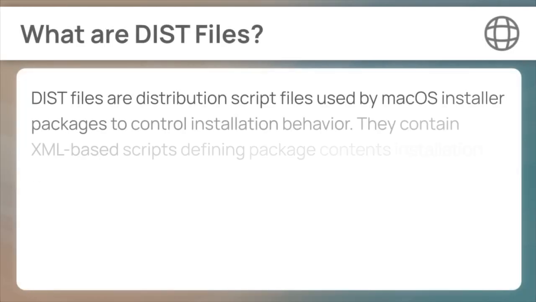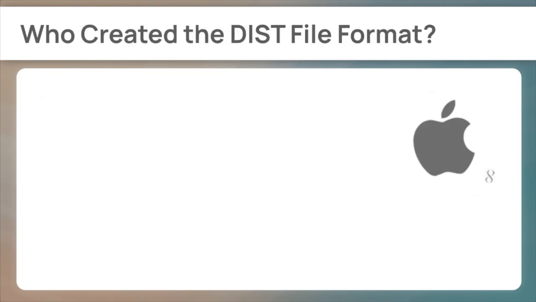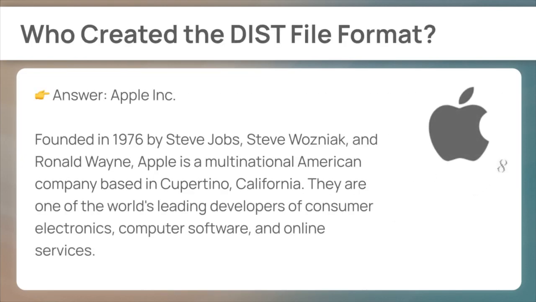DIST files are distribution script files used by macOS installer packages to control installation behavior. They contain XML-based scripts defining package contents, installation requirements, user prompts, choice options, and pre- or post-installation actions, enabling sophisticated installer experiences for software distribution on Mac systems.